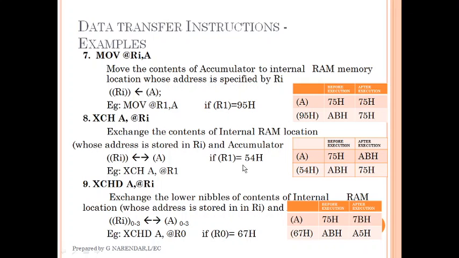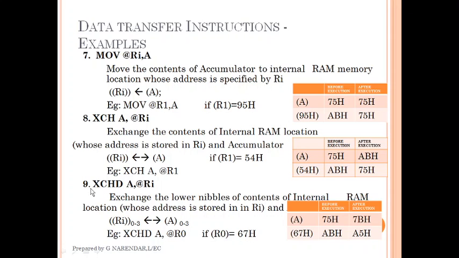Assume that R1 has 54H. We will see the contents of the accumulator and 54H before and after execution. Before execution, the accumulator contains 75H and the 54H memory location contains ABH. After execution, the contents must be interchanged. The 54H contents are copied to the accumulator, and the accumulator contents are copied to the 54H memory location, because the content of R1 is 54H.